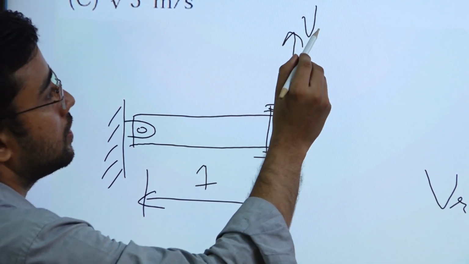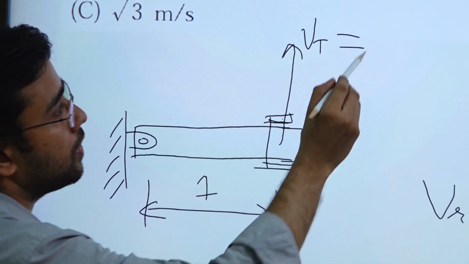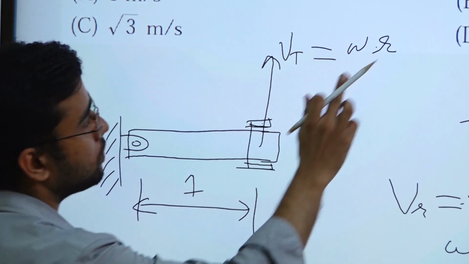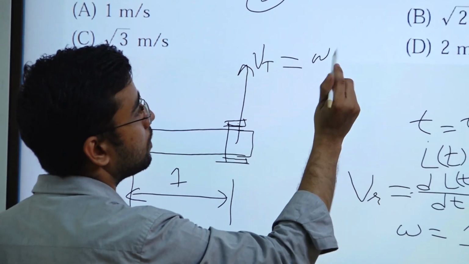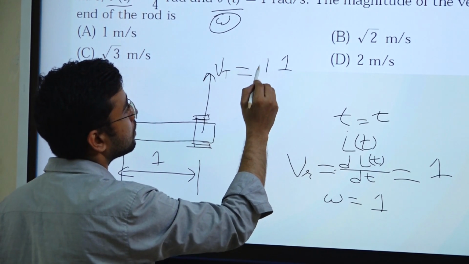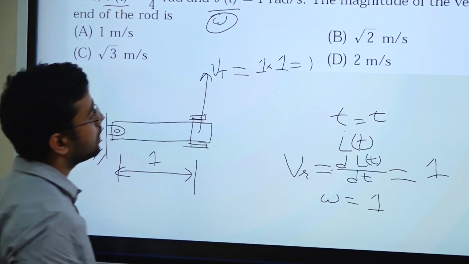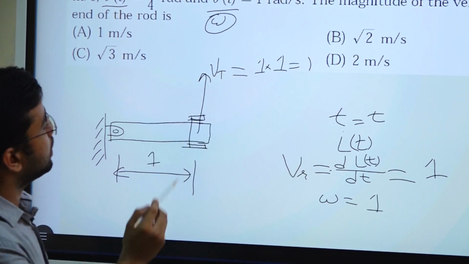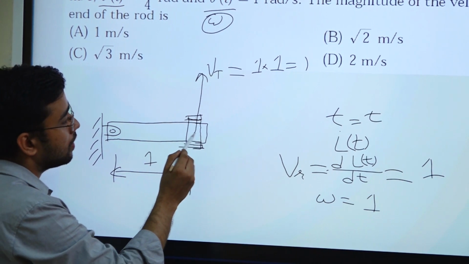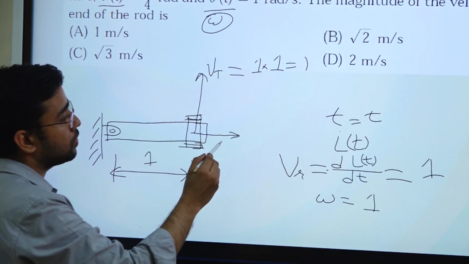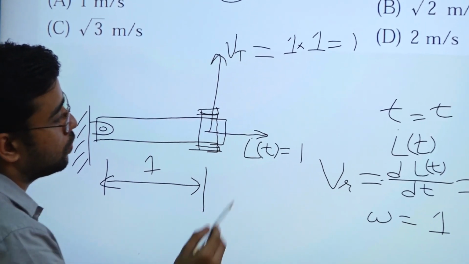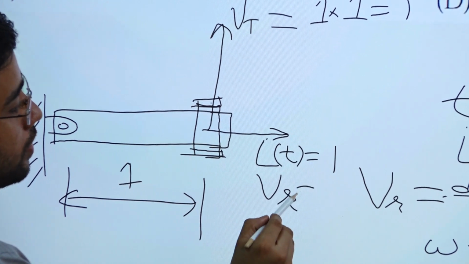Suppose it is Vt, and the value will be equal to omega into r. Here r is the length from here to here, that is 1, right? Omega is also 1, so it will become 1. The other one is L dot t. L dot t means the slider is moving in the outward direction with the velocity of L dot t, that is equal to 1. So we can say VR is equal to 1.